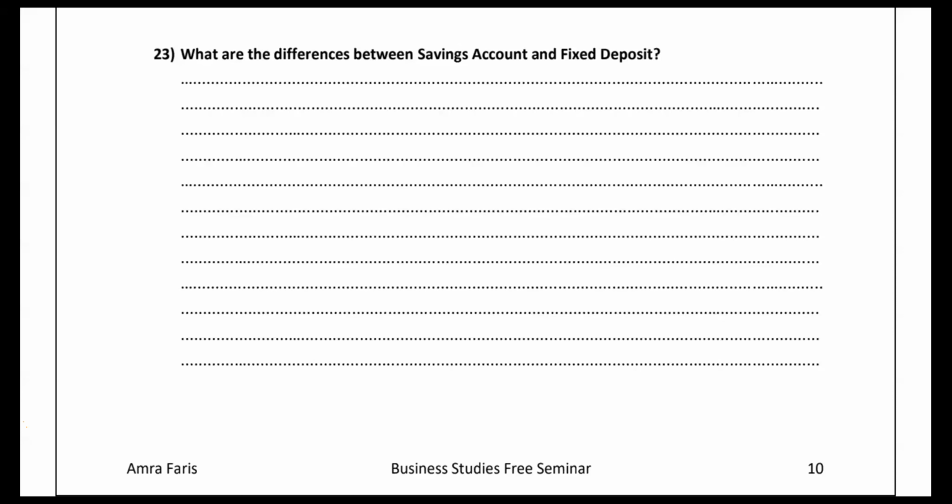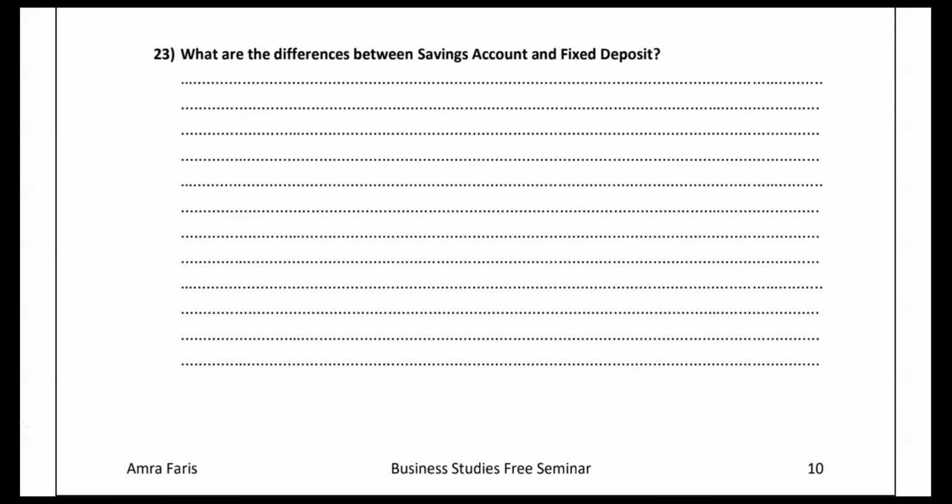So initial deposit is low, and for fixed deposits, write it down, initial deposit is high, the opposite. Initially you have to deposit a high amount compared to a savings account. And a savings account is a short-term deposit. You can take it when and where you want.